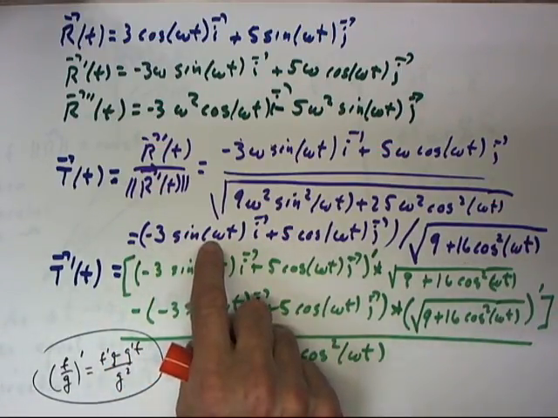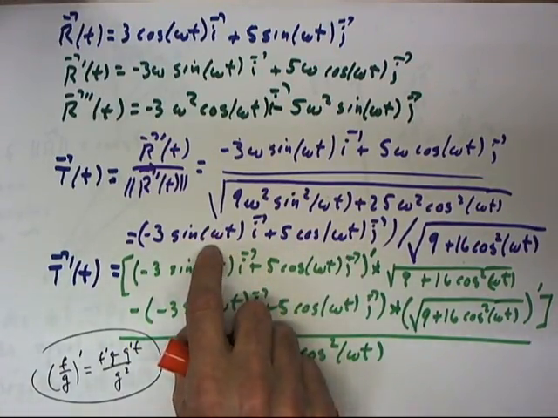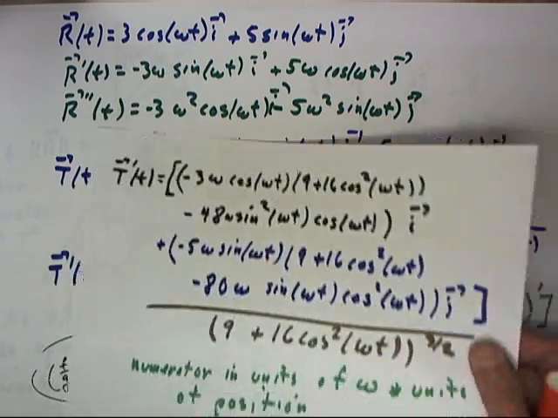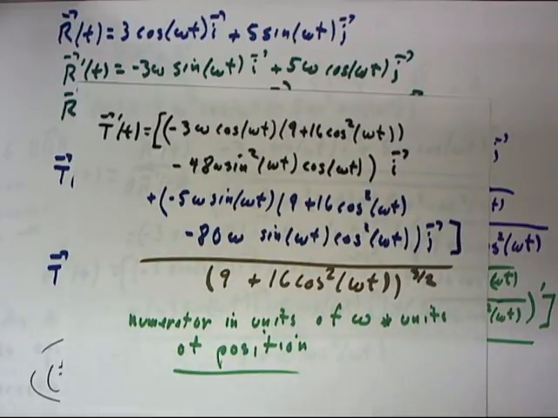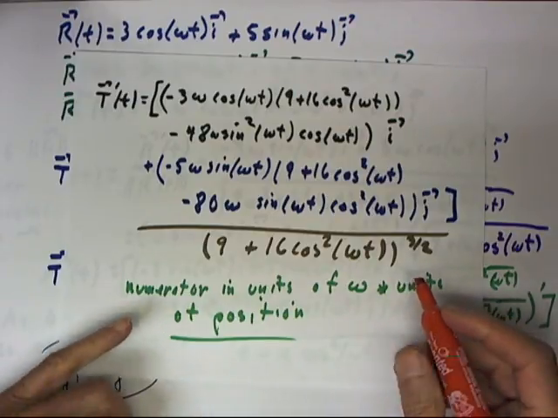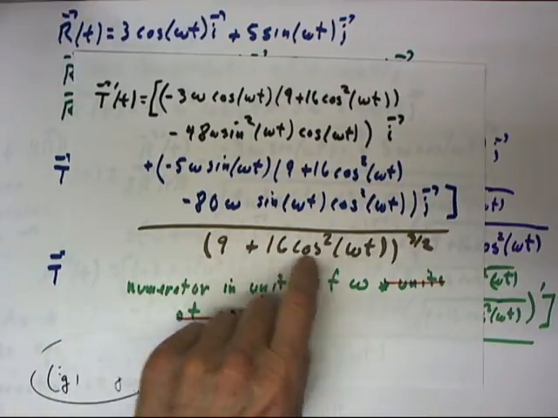Now the omega itself is in units of radians per second, presumably, or in units of angle divided by units of time, whatever those units might be. When we take the derivative of the unit tangent vector, we do get the factor omega. Now let's look up here. We do get a factor of omega throughout the numerator. The denominator remains unitless. So the numerator is in units of omega, not units of position, and not units of omega times units of position. The denominator is unitless.